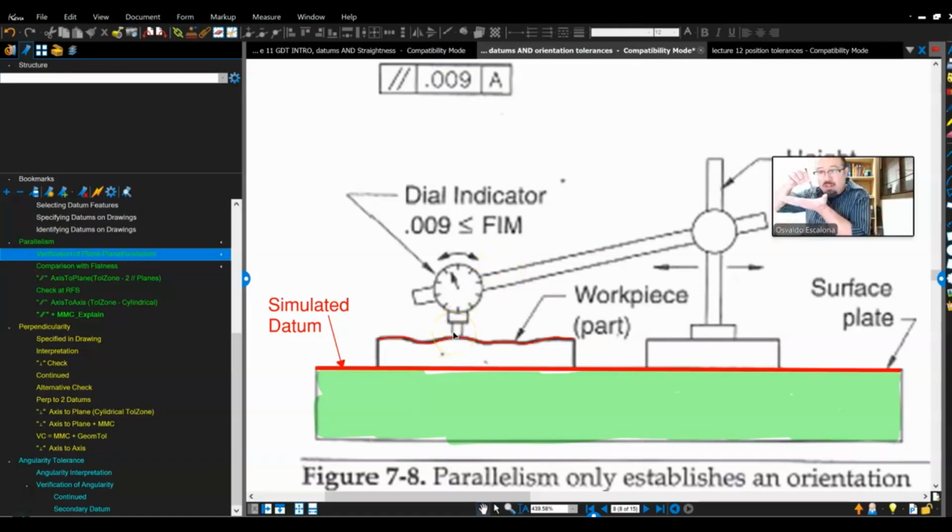You just press on it, and as you press on it, the dial will move. As it moves, it tells me the variation of the surface, or the form of the part, as I slide it back and forth. I just need to ensure that it's within 9 ten-thousandths of an inch in this case, related to datum A, which in this case is represented by the granite table.